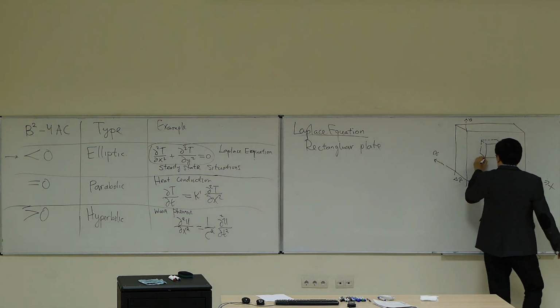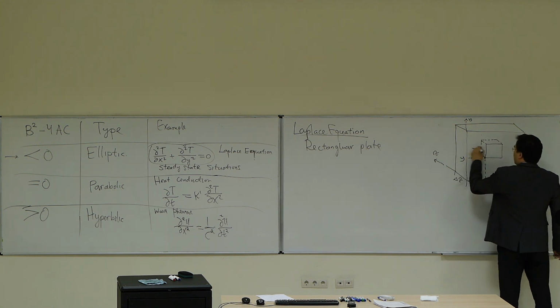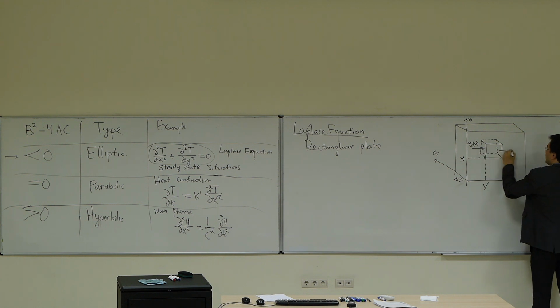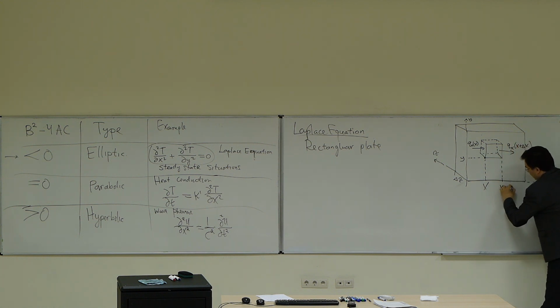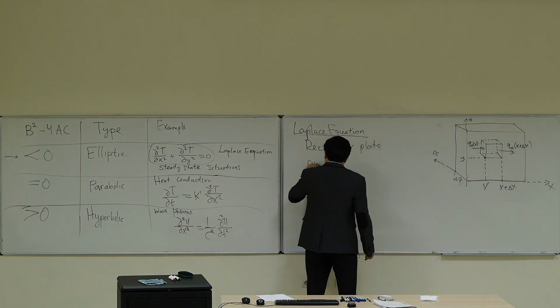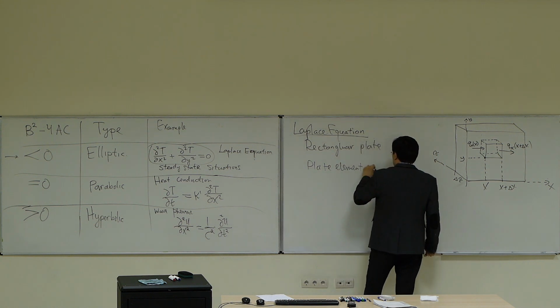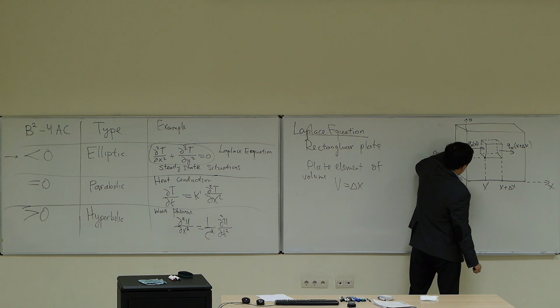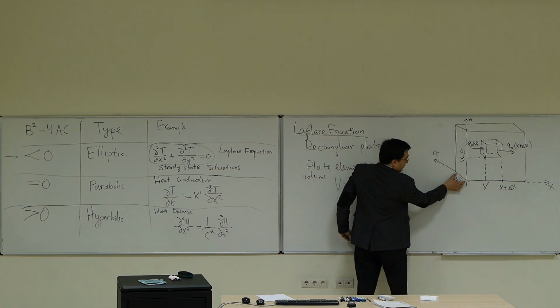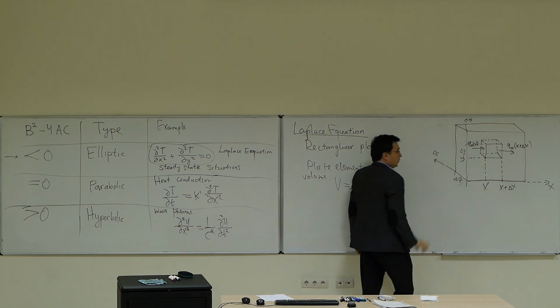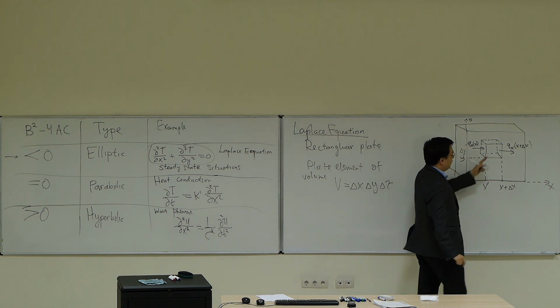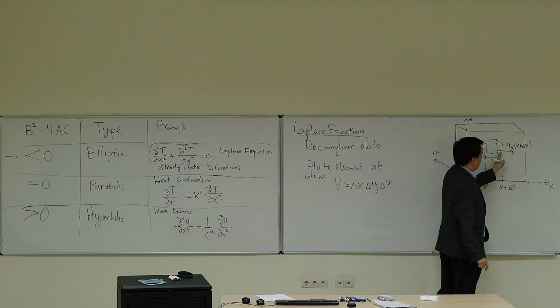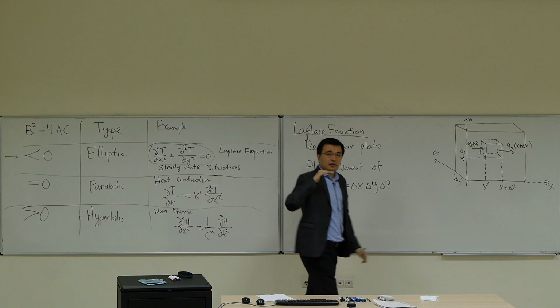So let's say this is a point, x and y. From this side, you are putting in some energy. Let's call it qx at point x. And from this side, some energy is leaking out. Let's call it qx at point x plus delta x. The plate element has a volume V equal to delta x times delta y times delta z. That is, this dimension is delta x, this y dimension is delta y, and the thickness is delta z. So qx is the heat flow coming in this direction, and qx at x plus delta x is the heat flow at the far end. That's heat in the horizontal direction.